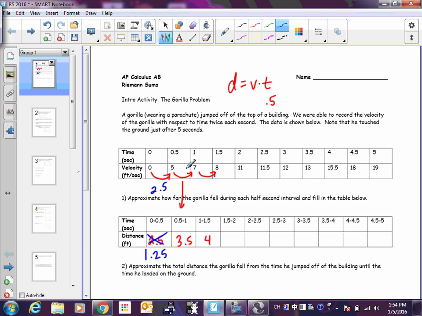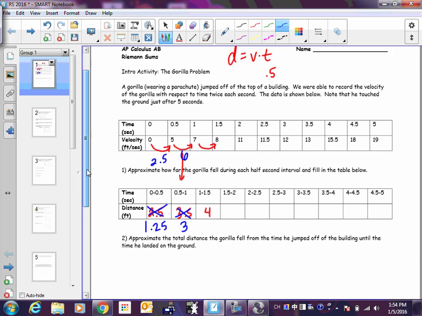Using that same method from 5 to 7, the velocity was 5, then it was 7. What one number could you say, overall, this is the velocity? 6. 6 is between 5 and 7, so you multiply that by 0.5 and you get 3. And notice my answers are a little bit less, because before I was picking the bigger number each time. So that's what we call an over approximation. This is a little bit better. If we had picked the smaller number each time, it would have been an under approximation.